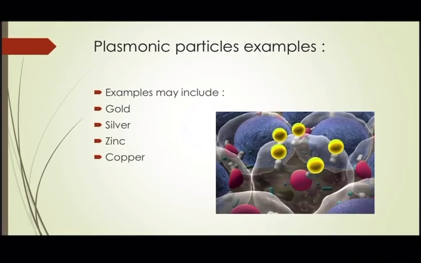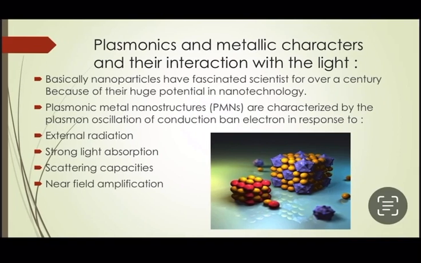Moving to the next slide, there are plasmonic particle examples. Talking about plasmonic nanoparticles, we have to know which materials and substances are the nanoparticles. So gold, silver, copper, and zinc, and gold or silver nanotubes and their subshells basically come in the category of plasmonic examples.